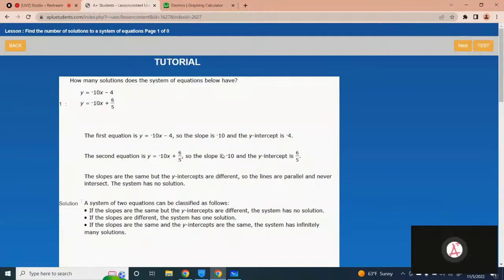Okay, the next topic is find the number of solutions of a system of equations. Now you have to find the number of solutions. Okay, how many solutions does the system of equations below have? The first equation is y equals negative 10x minus 4, and the second equation is y equals negative 10x plus 6 over 5. Okay, so just look at the equations. For the first equation, the slope is negative 10 and the y-intercept is negative 4. For the second equation, the slope is negative 10.